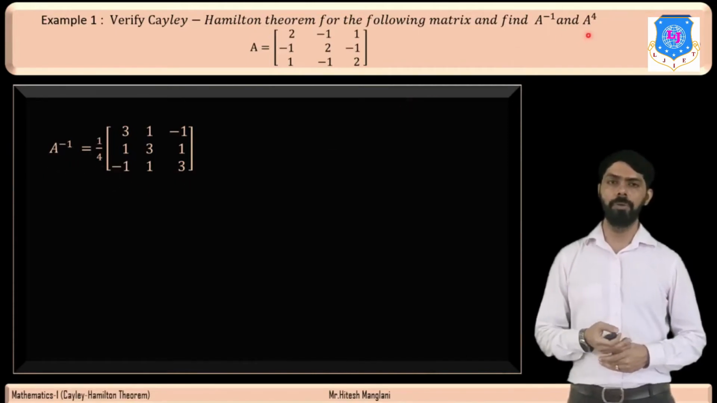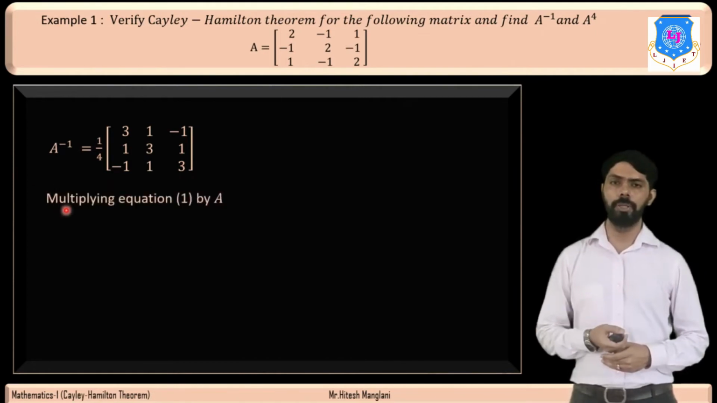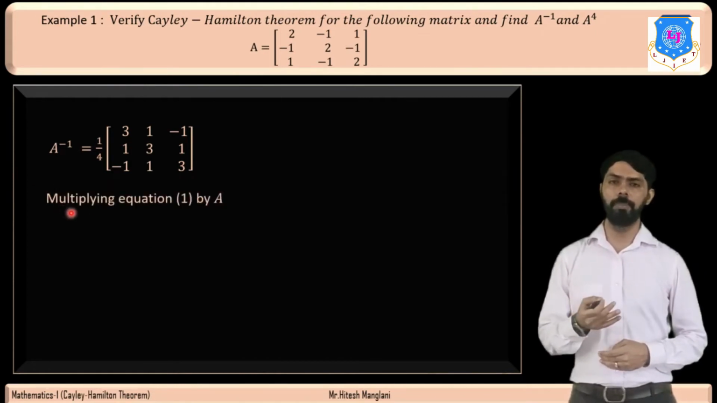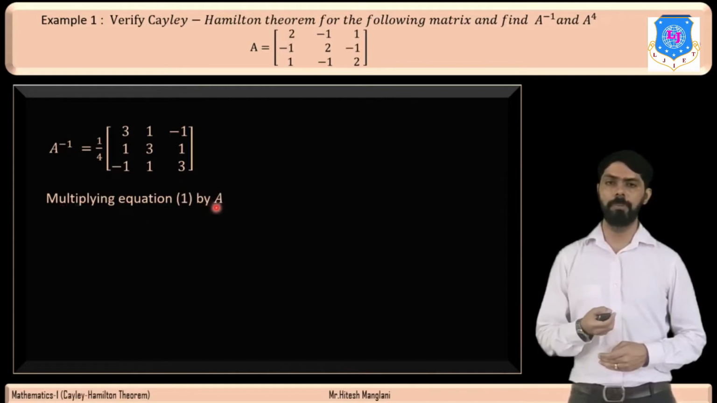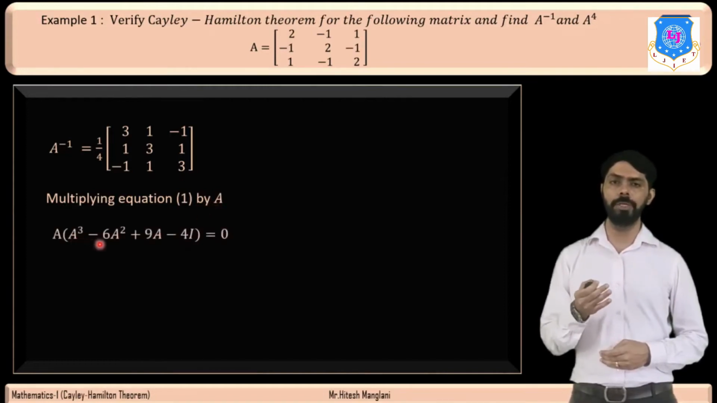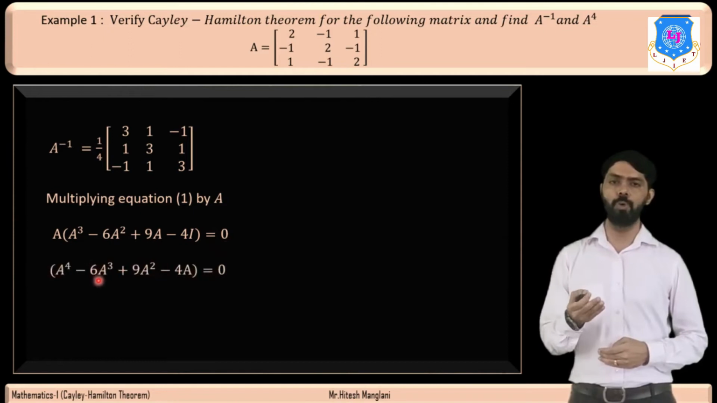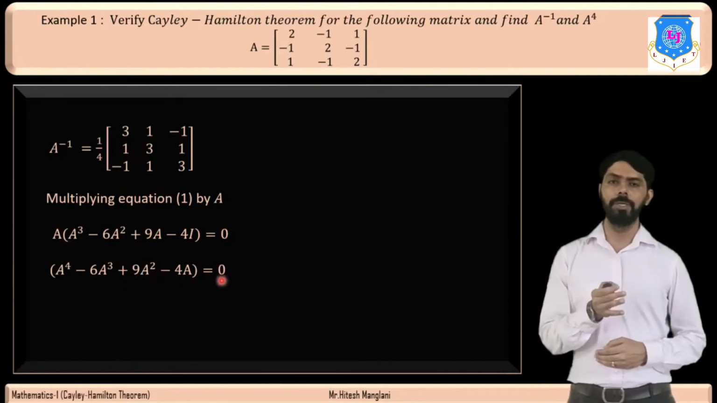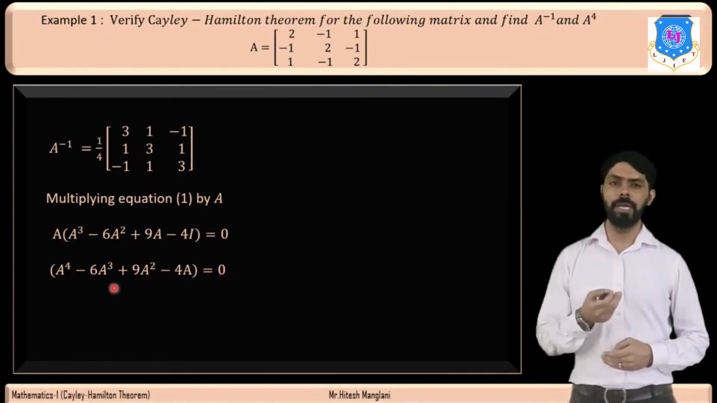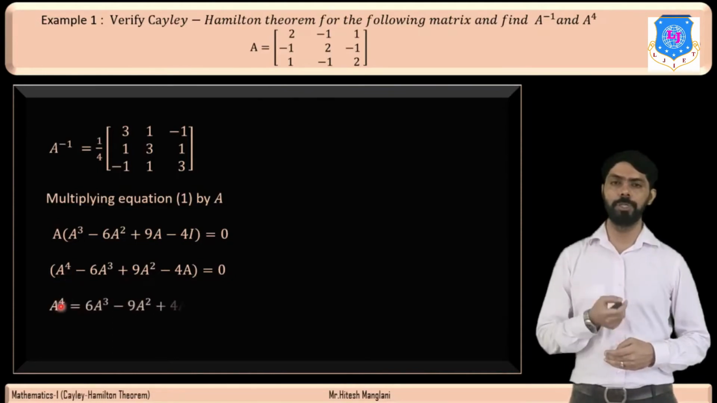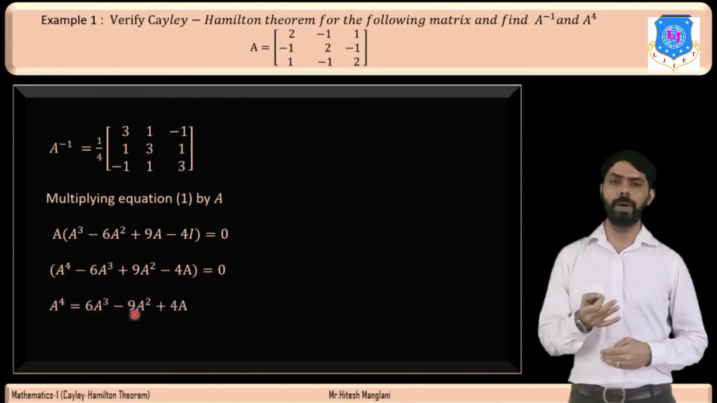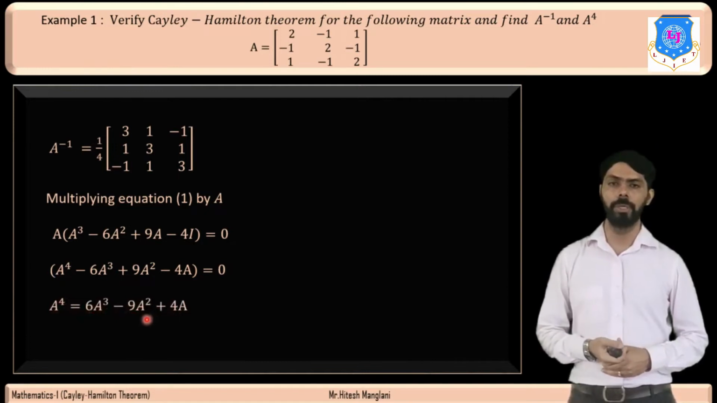Now we will have to find A raised to 4. For that, we will multiply equation 1 by A. So multiplying equation 1 by A, it will be A into A cube minus 6A square plus 9A minus 4I is equal to 0. If we simplify this, then it will be A raised to 4 minus 6A cube plus 9A square minus 4A, because I dot A will be A, is equal to 0. Now here, as we have to find A raised to 4, A raised to 4 will be 6A cube minus 9A square plus 4A.